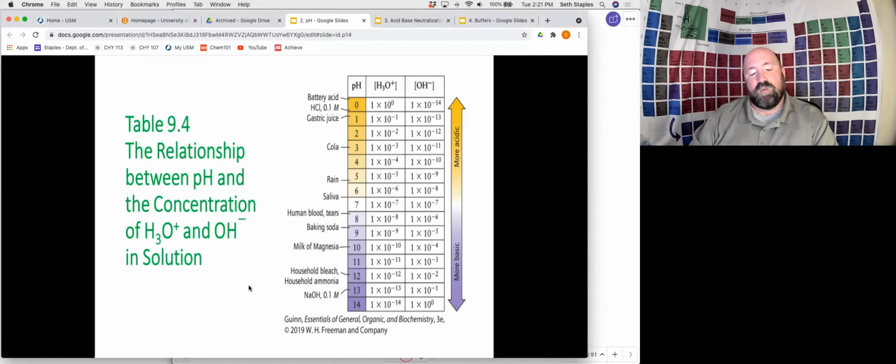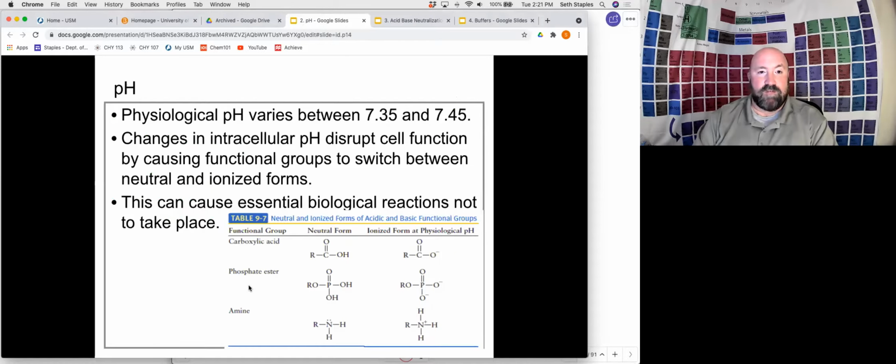Really all that we're looking at on this slide is that inverse relationship between H3O plus and OH minus. In any solution, the more H3O plus that you have, the less OH minus that you have, and vice versa. They're inversely proportional to each other because of that relationship, that 1 times the other is always equal to 1 times 10 to the negative 14th.